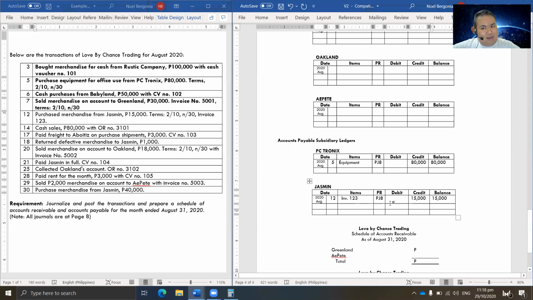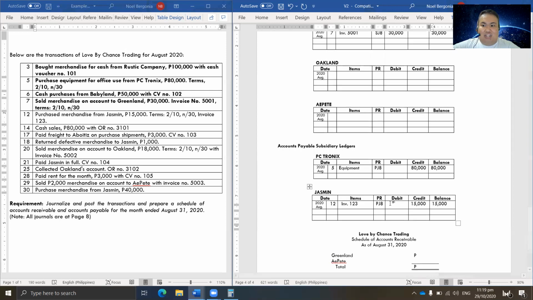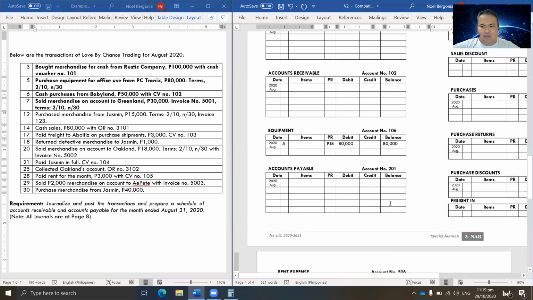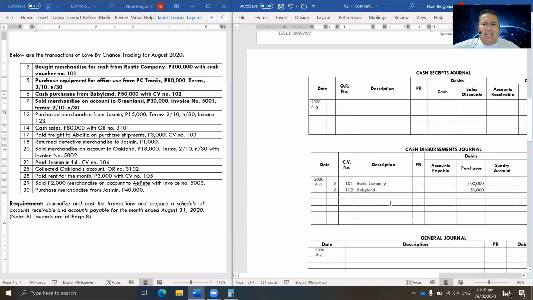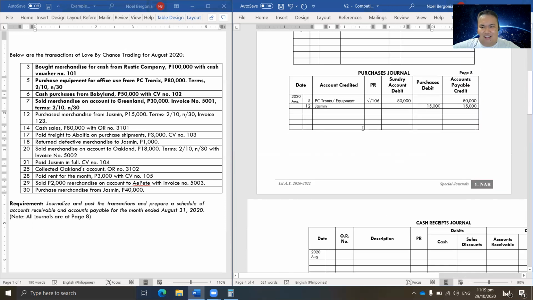Anong gagawin? Bumalik sa special journal. Okay, balik tayo sa purchases journal para anong gawin? Lagyan ng check mark. Okay, kasi na-post na natin sa subsidiary ledger. All right, so we're done already.